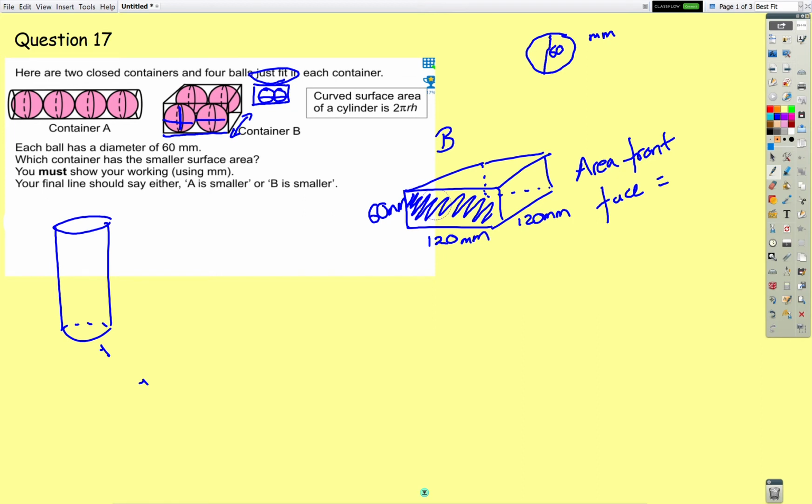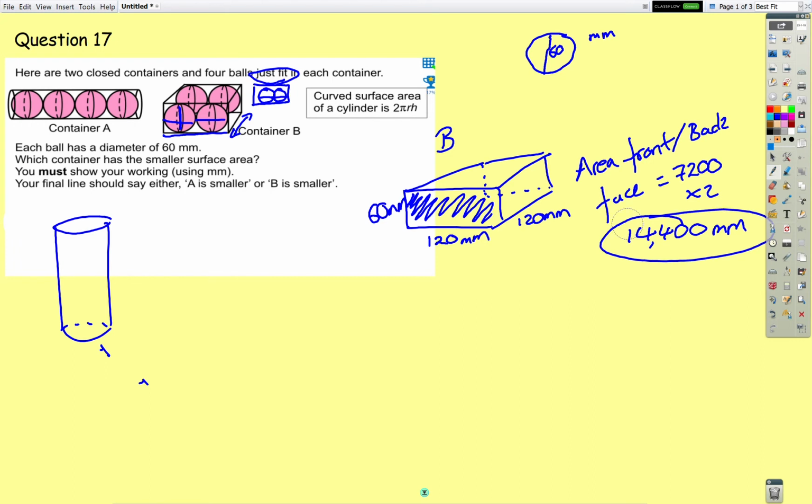So my front face, we do 60 times 120 to work out the front area, which gives me 7,200. And we double that because not only have we got the front, but we've also got the back as well. So times that by 2, that gives me 1,400. Sorry, I'm doing my whole maths wrong here. 14,400 millimeters squared. Okay, so that's the front face there.